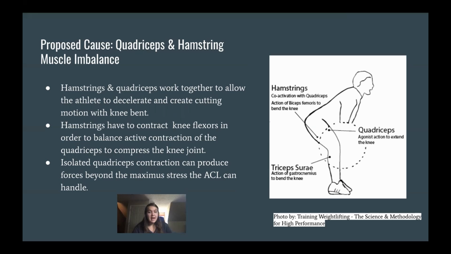So let's say that you have a muscle imbalance. This could possibly predispose you to a full-blown ACL rupture, which is one of the causes and risk factors I talked about at the very beginning.